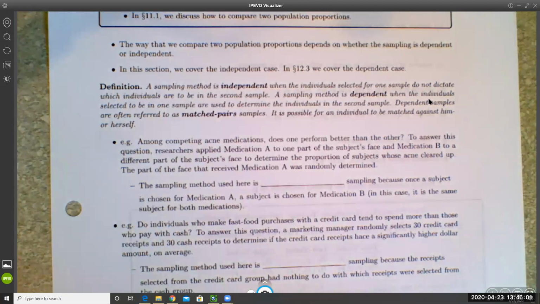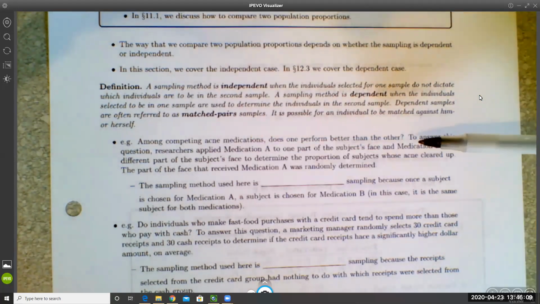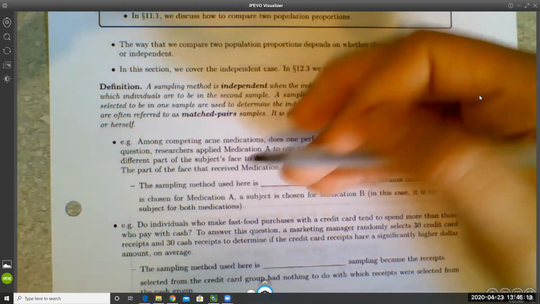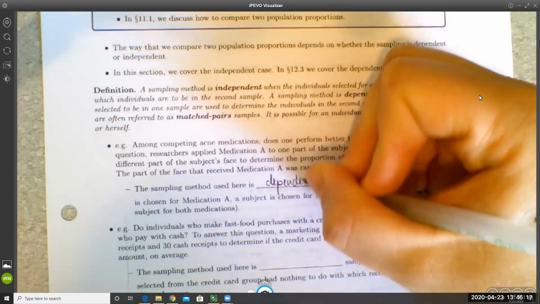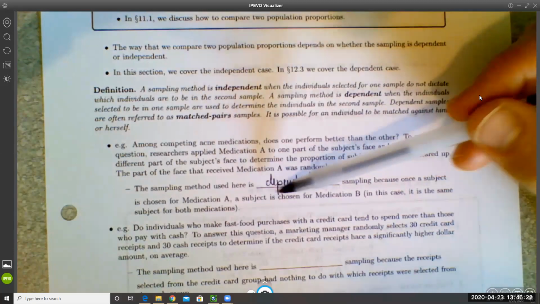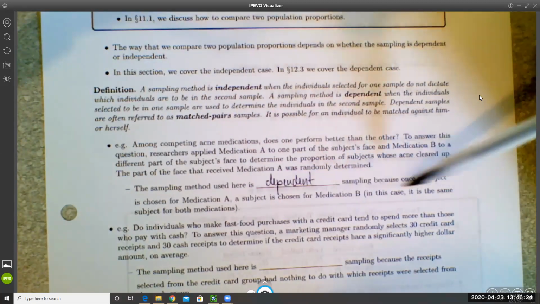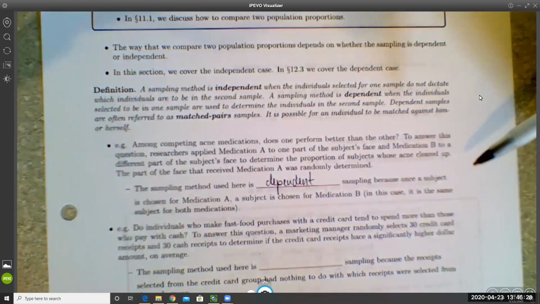Because it's the same exact individuals, right? The same individual got medication A applied to one part of their face and then medication B applied to a second part of their face. So the sampling method used here would be dependent sampling. Dependent sampling, because once a subject is chosen for medication A, a subject is chosen for medication B. In this case, it's the same exact subject for both medications, okay?